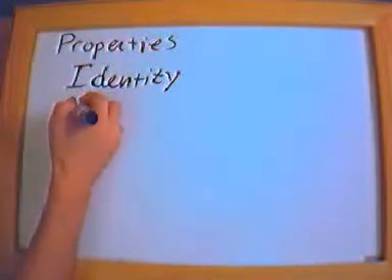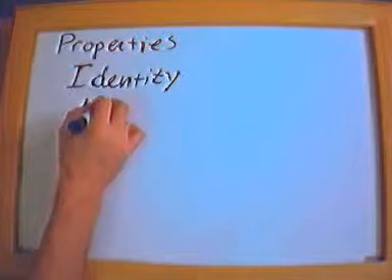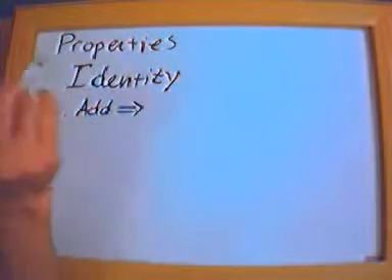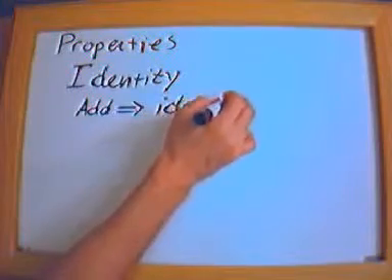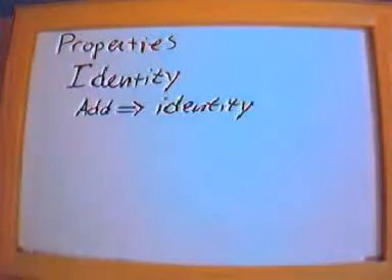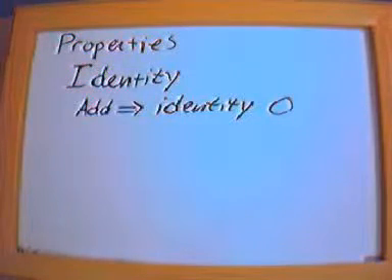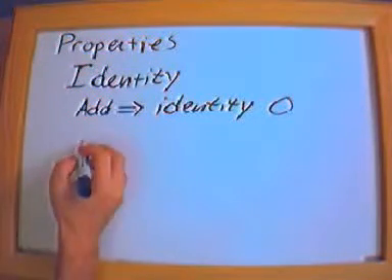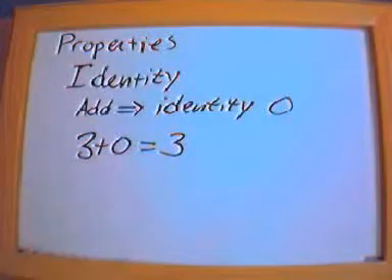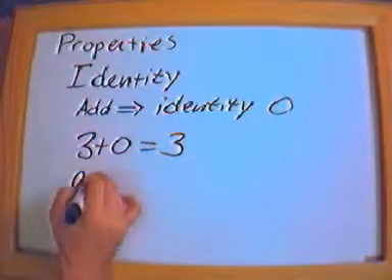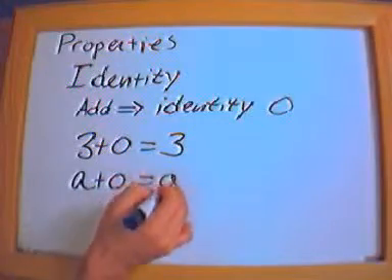These are simple, but they can be kind of complicated. For addition, identity, the identity number is 0. What the heck does that mean? All it means is 3 plus 0 is equal to 3. In more general terms, A plus 0 is equal to A.